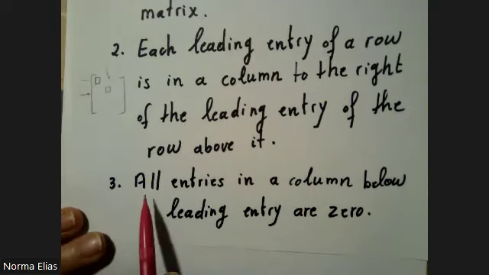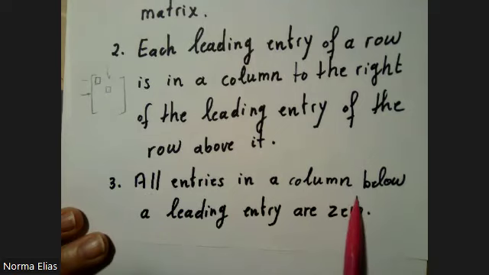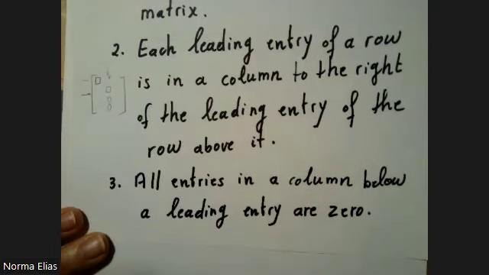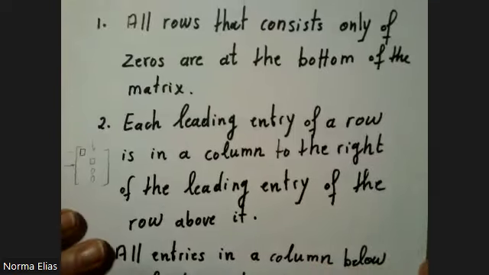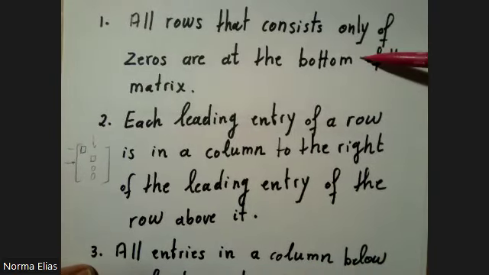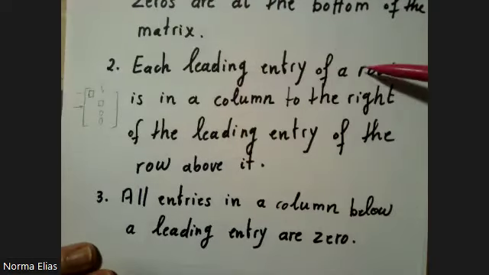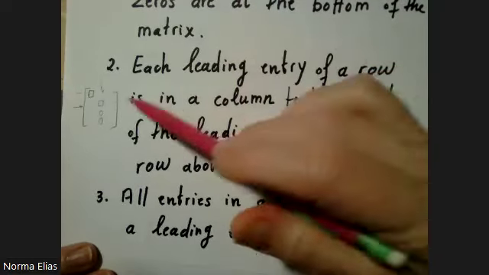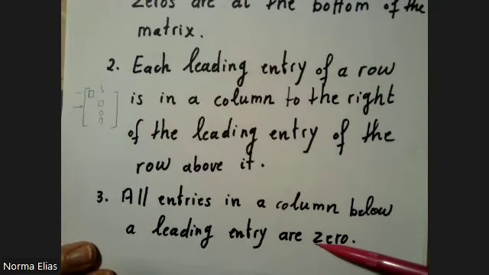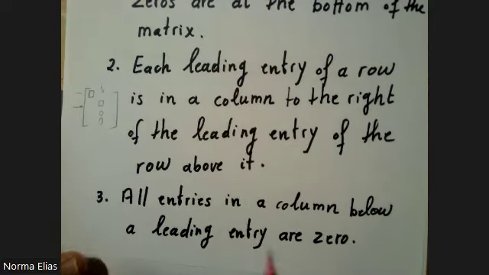Condition three: all entries in a column below a leading entry are zeros. It means once you have a leading entry, everything below it is zeros. So a matrix is said to be in echelon form if those conditions are satisfied. All zero rows are at the bottom. Every leading entry in a row is to the right of the leading entry before it. All entries in a column below a leading entry have to be zero. So let us practice a little bit this definition so we can understand it.